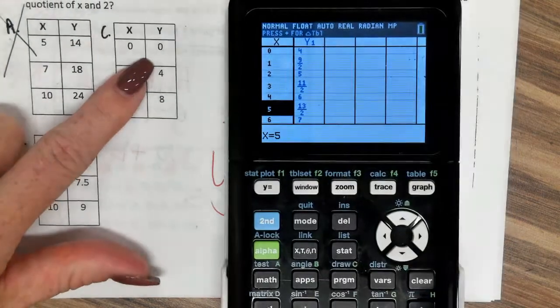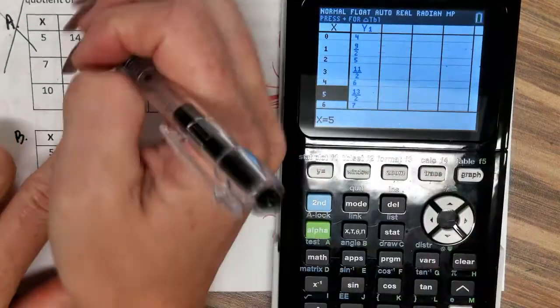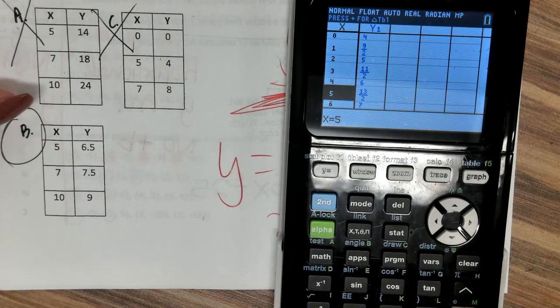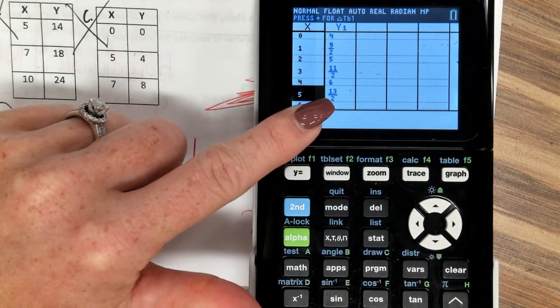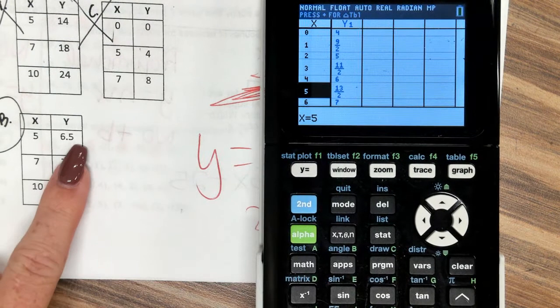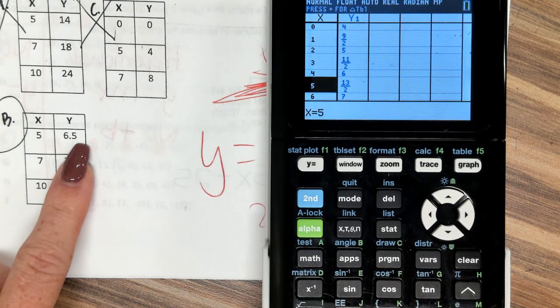Let's check C. When x is 0, is y 0? No. So what does it have to be? B. And then you can see how it says 13 halves? 13 halves is 6.5. If I didn't know, could I go change it to a decimal? Yep. Okay. Turn the page.